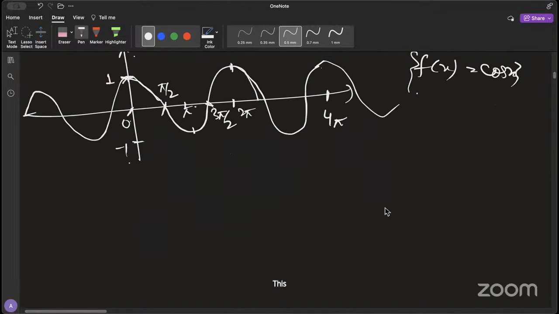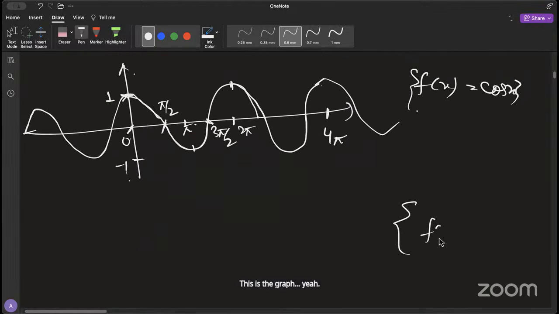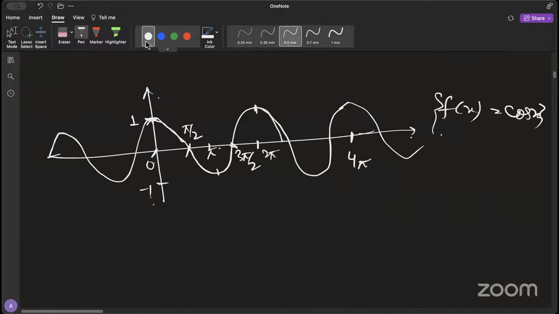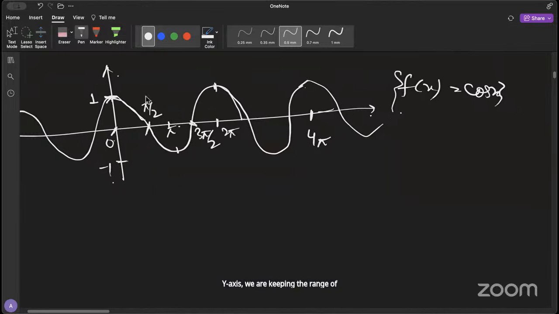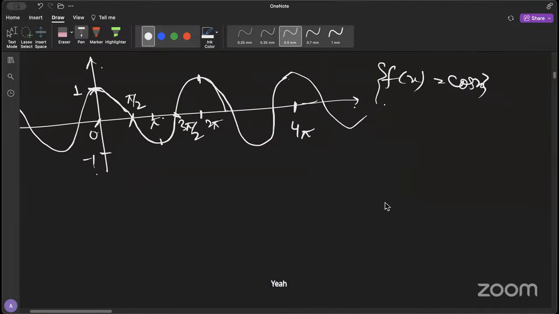Madam, this is one doubt. In the graph, why is the x-axis in units of pi? What is the reason for that? The y-axis we are keeping the range of the values. But the x-axis, why is it in pi?